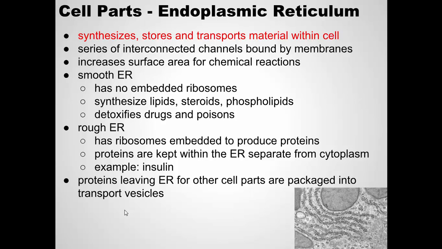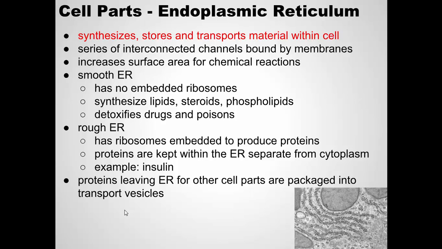The smooth ER is ER that does not have ribosomes attached. This makes lipids, steroids, phospholipids. It also is responsible for detoxifying poisons and toxins. For example, in the liver, the smooth ER is what detoxifies alcohol. The rough ER, where you have these ribosomes attached, that produces proteins. They're usually kept within the ER until they're going to be released, like insulin.